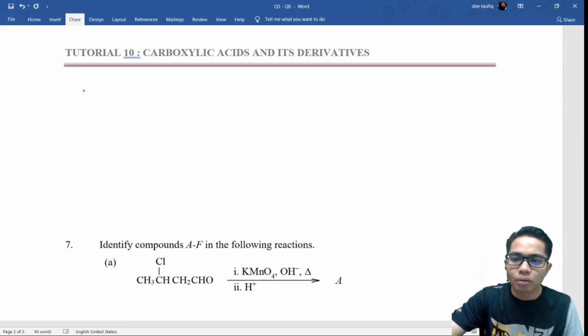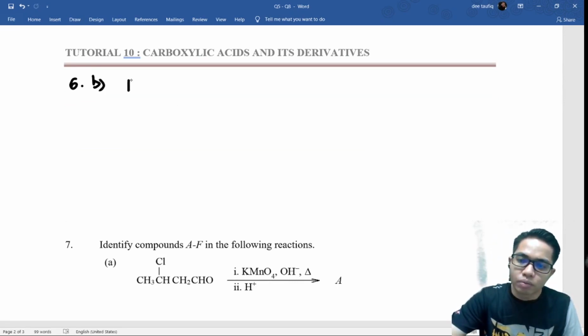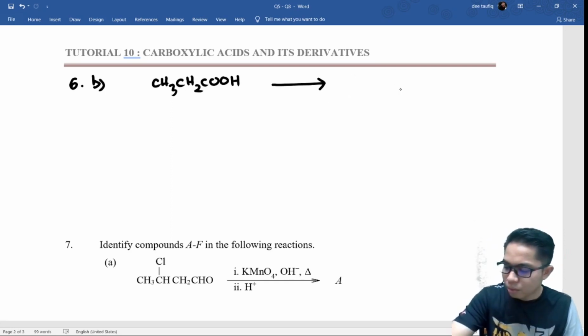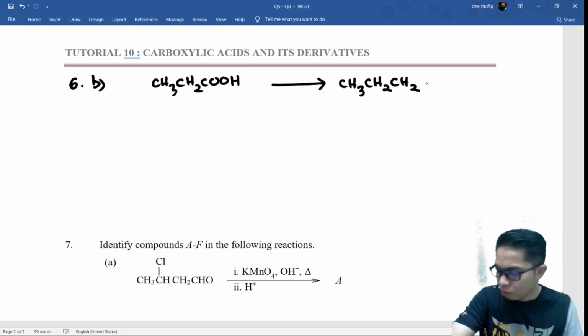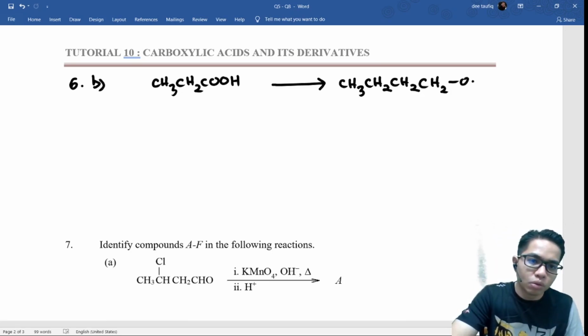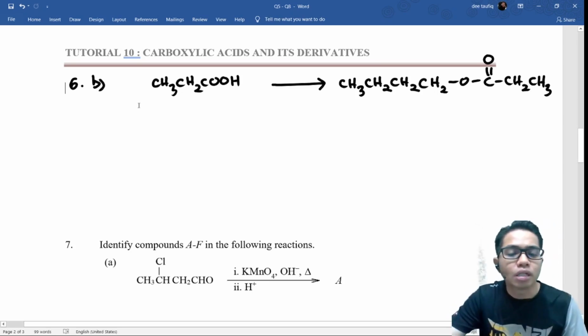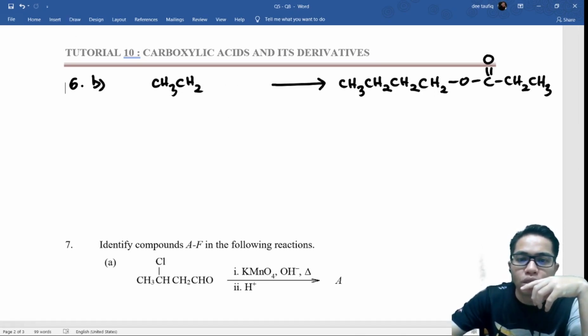Next, question number 6B is from propanoic acid. Kita nak CH3 CH2 COOH converted into ester. CH3 CH2 CH2 CH2O C double bond O CH2 CH3. Okay. So, kita nak ini. Alright. So, if you look at this structure, and then saya expandkan saya punya C double bond OOH ni.